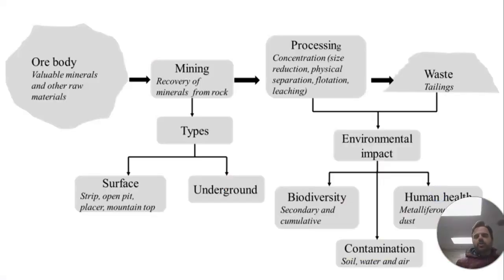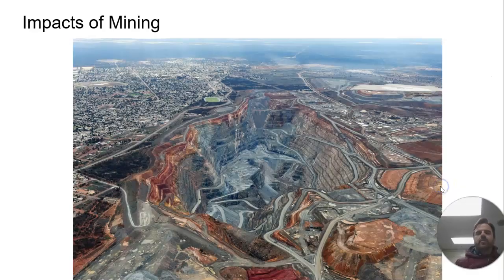This is just kind of a flow chart that shows some of the things to consider when we look at mining. We've got the ore body, which is the minerals that we're looking for, but then we've got the types of minings. We've got surface and underground. We have to have the processing of it, which has a lot of waste. And then the environmental impact has to be looked at when it comes to biodiversity, any contamination, and also human health. What impacts does it have on human health?